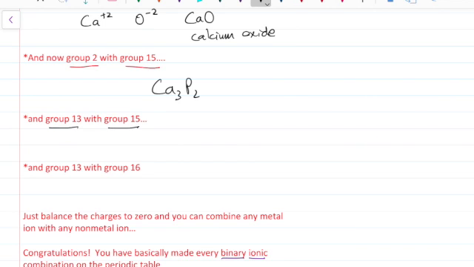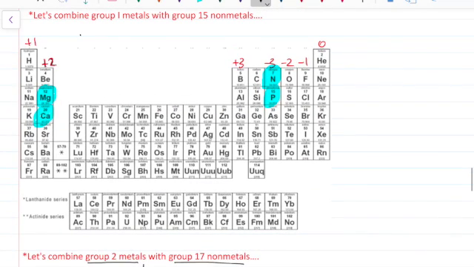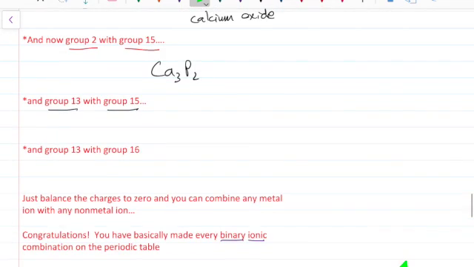Let's now try any group 13 with a group 15. Group 13, and let's pick aluminum with a group 15 with nitrogen. Aluminum with nitrogen. And I bet you know what to do. Aluminum is plus 3, nitrogen is minus 3, and guys, it's already balanced. So AlN. Done.